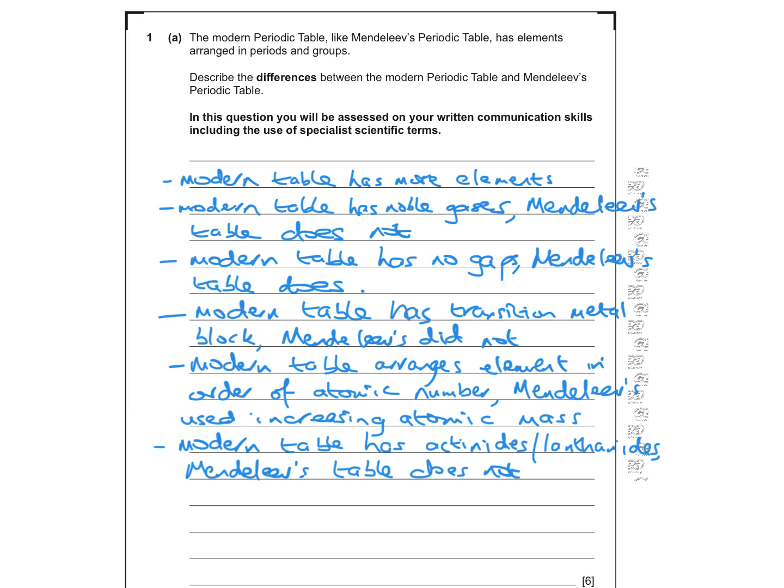The same with that third bullet point. You don't just say the modern table has no gaps. You need to go on to state what Mendeleev's table has, and it obviously does have gaps. He left gaps for undiscovered elements.